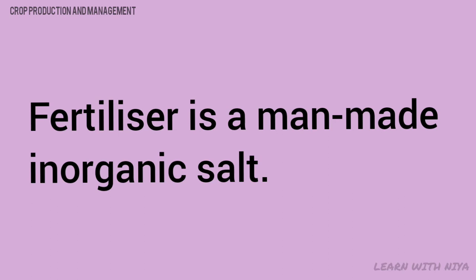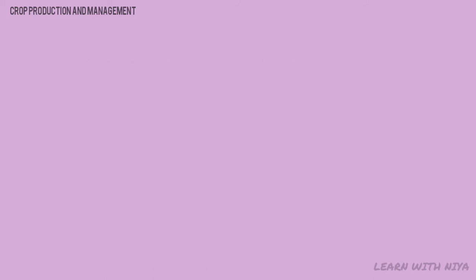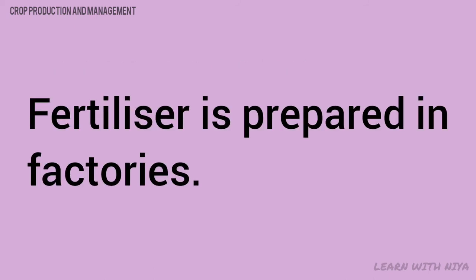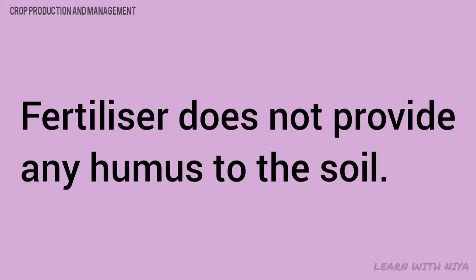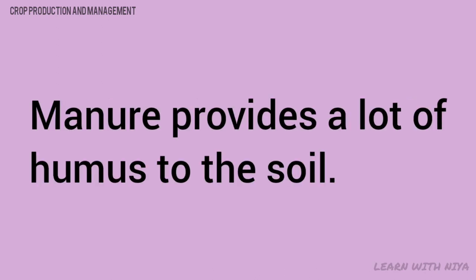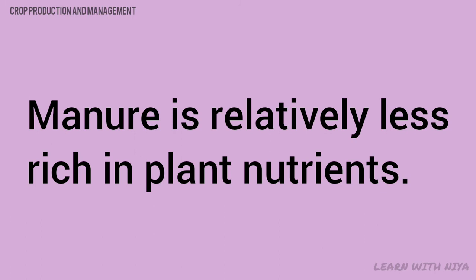Now, let us discuss some differences between fertilizer and manure. Fertilizer is a man-made inorganic salt, but manure is a natural substance obtained by the decomposition of cattle dung and plant residues. Fertilizer is prepared in factories while manure can be prepared in the fields. Fertilizer does not provide any humus to the soil. Manure provides a lot of humus to the soil. Fertilizers are very rich in plant nutrients like nitrogen, phosphorus, and potassium. Manure is relatively less rich in plant nutrients.